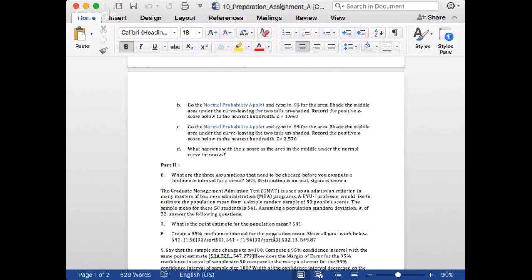Create a 95% confidence interval for the population mean. Show all your work below. Basically, if you haven't learned the formula yet, it's your point estimate, the sample mean, plus or minus your margin of error, and that involves your z-score. For 95%, you go to the normal probability outlet, color in the middle, and put 95 for the area, and that's your z-score. Then you multiply that z-score by your sigma, which is your standard deviation, divided by the square root of the sample size.